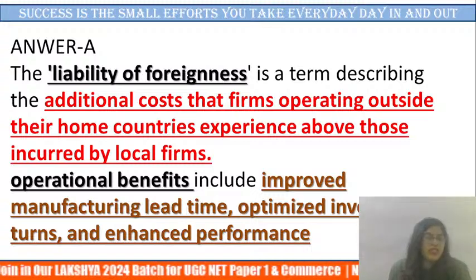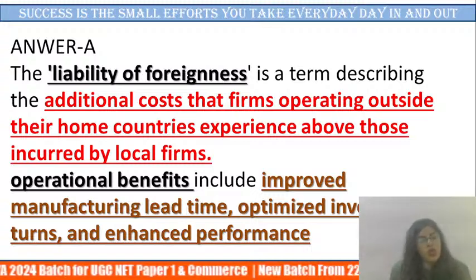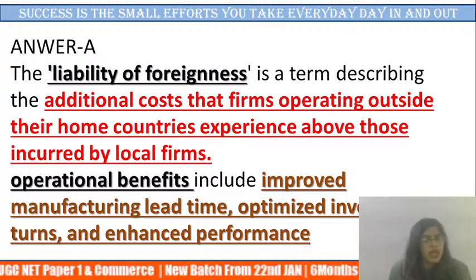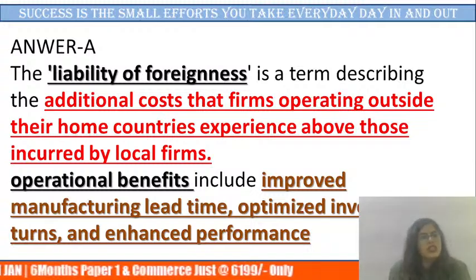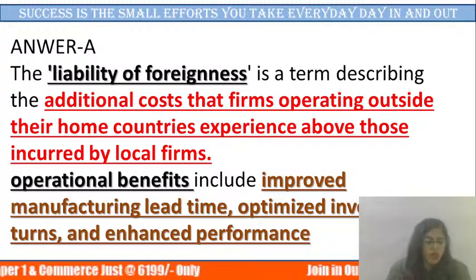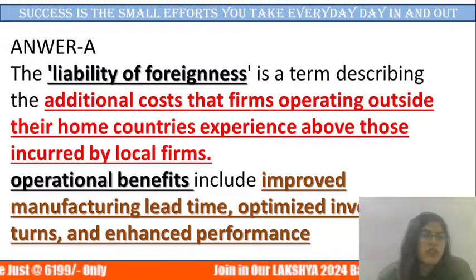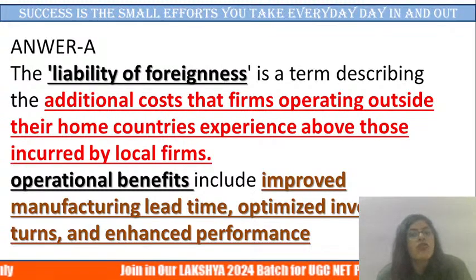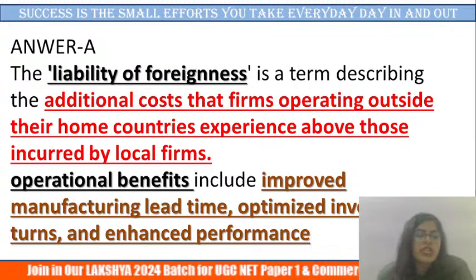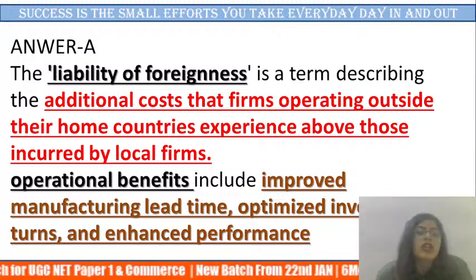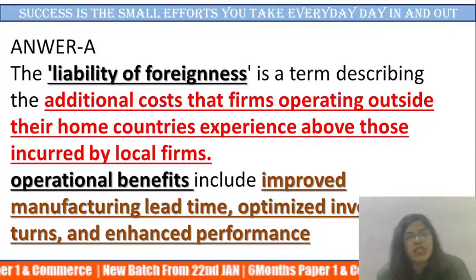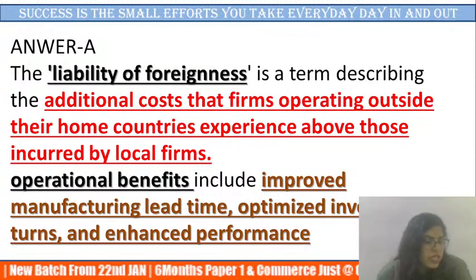So they will be facing those as compared to local firms, because local firms are operating in the domestic business only, so they will not be incurring this liability of foreignness. The domestic firms do not have the liability of foreignness, but the firms who are operating outside of their domestic boundaries will have the liability of foreignness. Getting it?